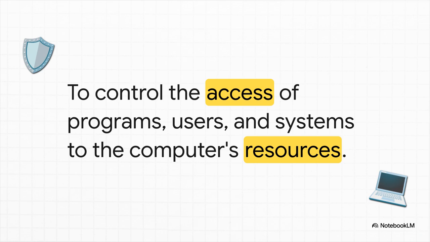And that brings us to the main goal here. At its heart, operating system protection is all about one thing: controlling who can access what. It's about managing access to all the computer's resources. We're talking files, printers, memory, you name it, just to make sure everything runs smoothly and, of course, securely.